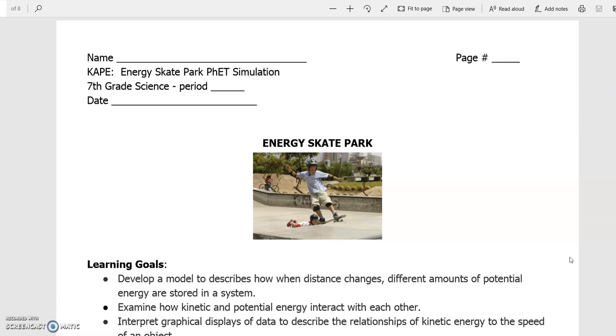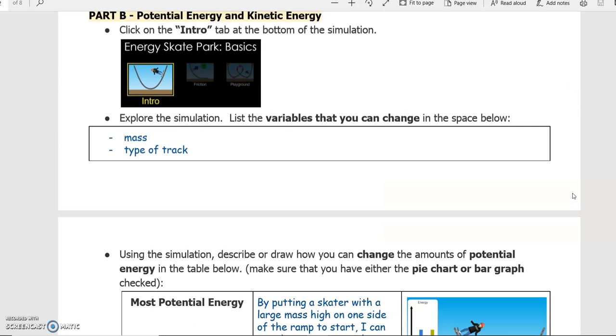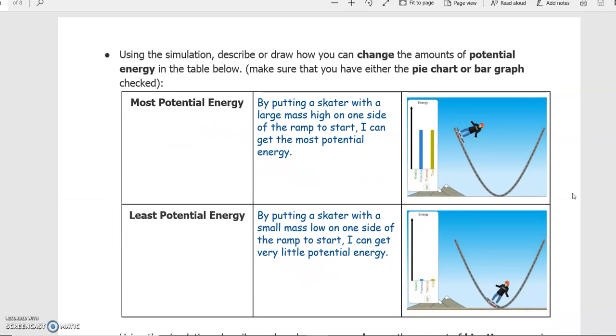All right, so today we are going to be going over the Energy Skate Park simulation answer key. We're going to be actually starting at part B, where we were looking at the intro section.